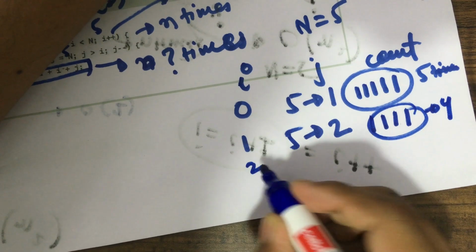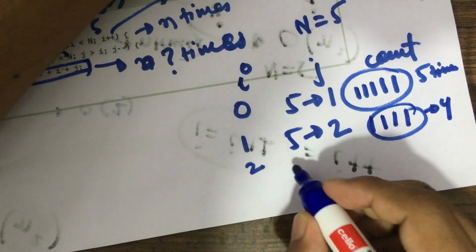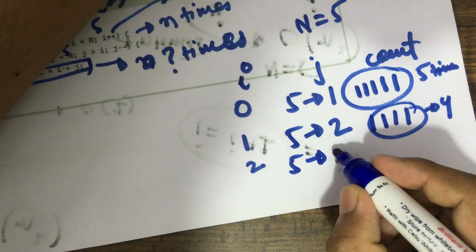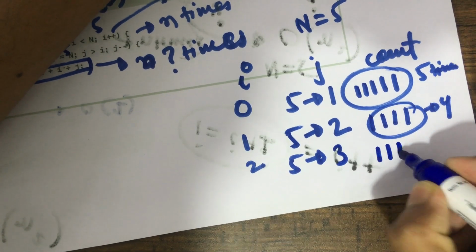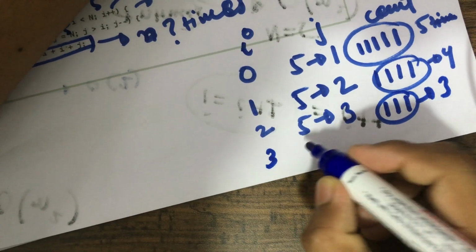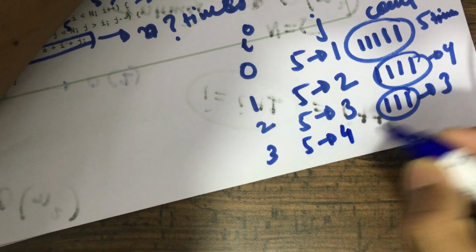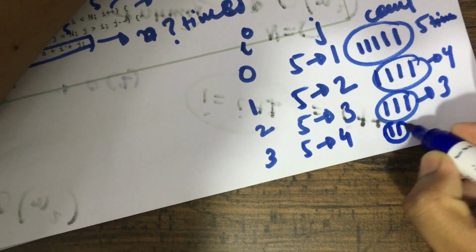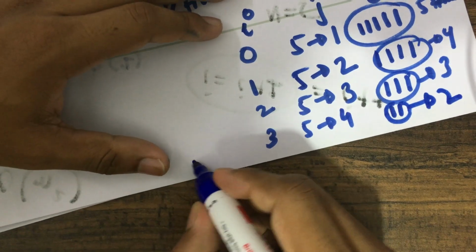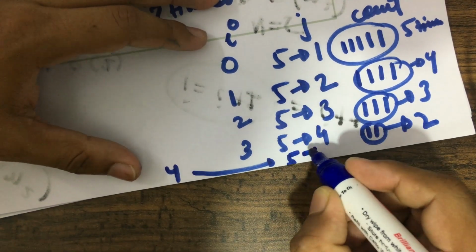Basically 4 times. So basically go for i equals 2 in the next round, and 5 goes till basically 3. 5, 4, 3. How many times? 3 times. Now i equals 3. 5 goes to 4, 5 and 4. How many times? 2 times. Now at i equals 4, how many times? 5 till 5.